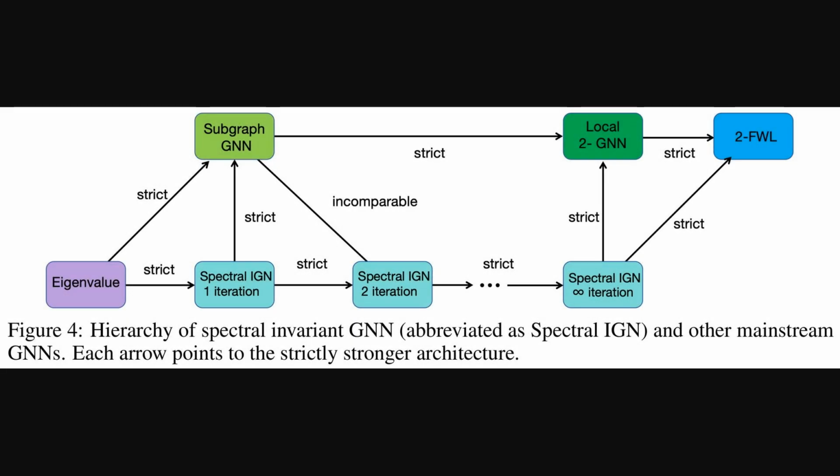So this figure really brings together those comparisons we've been hinting at. It lays out the expressive power hierarchy, mapping out where spectral GNNs fit. You can see how just using eigenvalues is a starting point, then adding spectral invariance with 1 iteration is stronger, but still weaker than subgraph GNNs. Add more iterations, and spectral GNNs become incomparable to subgraph GNNs, but they always remain strictly less powerful than local 2 GNNs and the 2FWL test.